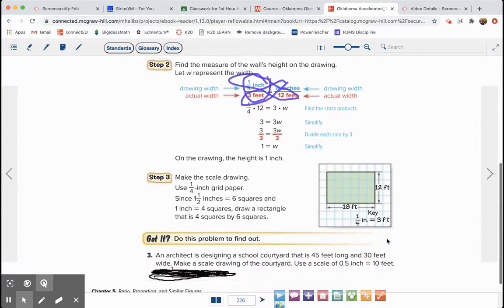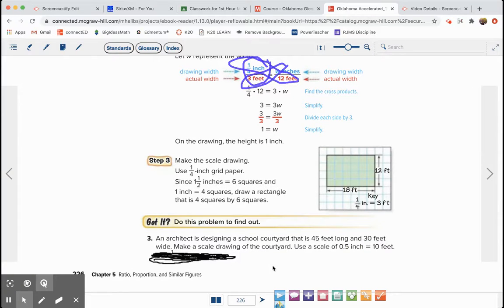Okay, so then now you're going to try a problem. You don't have to actually graph anything. You're just going to find what your measurements would be. So number 3 says an architect is designing a school courtyard that's 45 feet long and 30 feet wide. Make a scale drawing of the courtyard. Use a scale of 0.5 inches equals 10 feet. Pause the video, try that problem, and then I'll go over it with you.